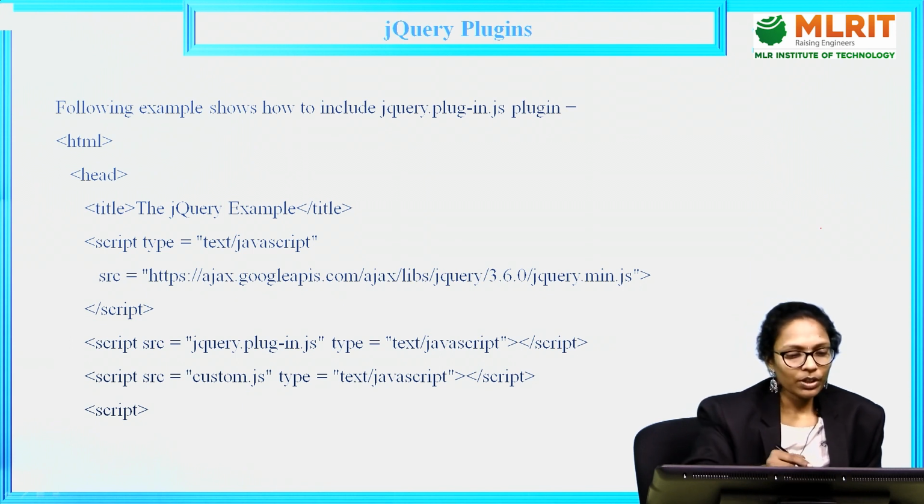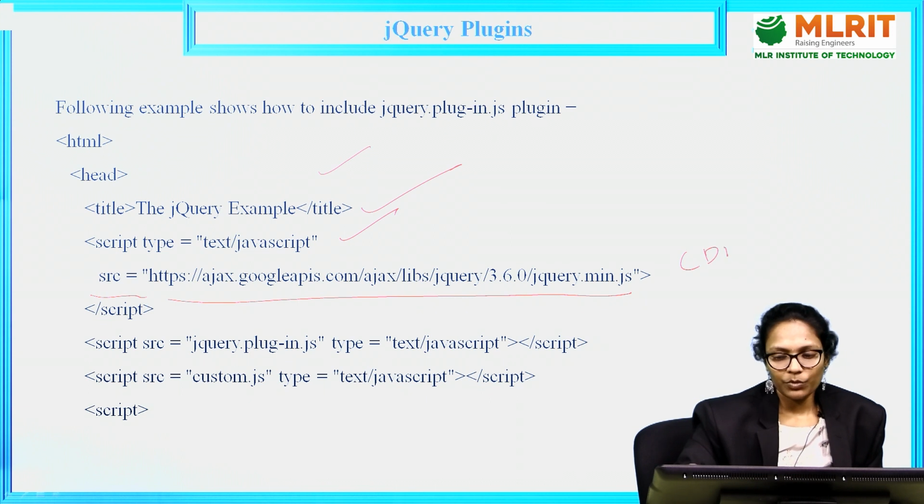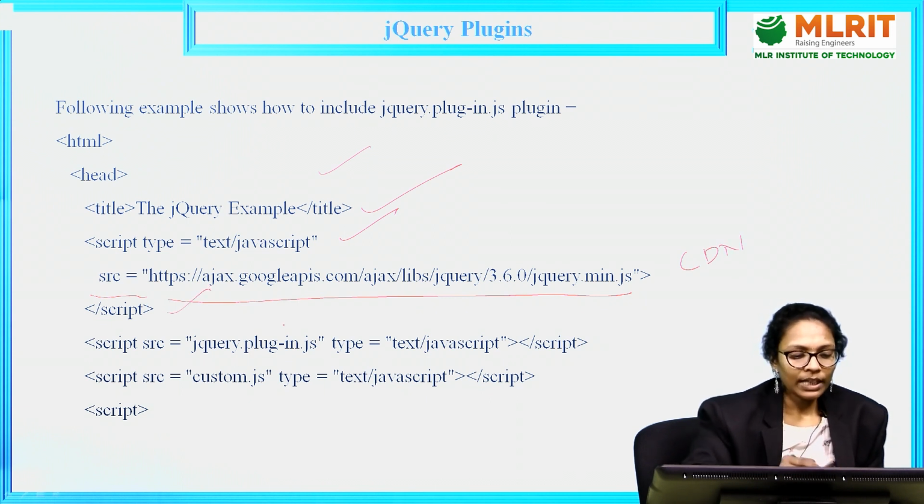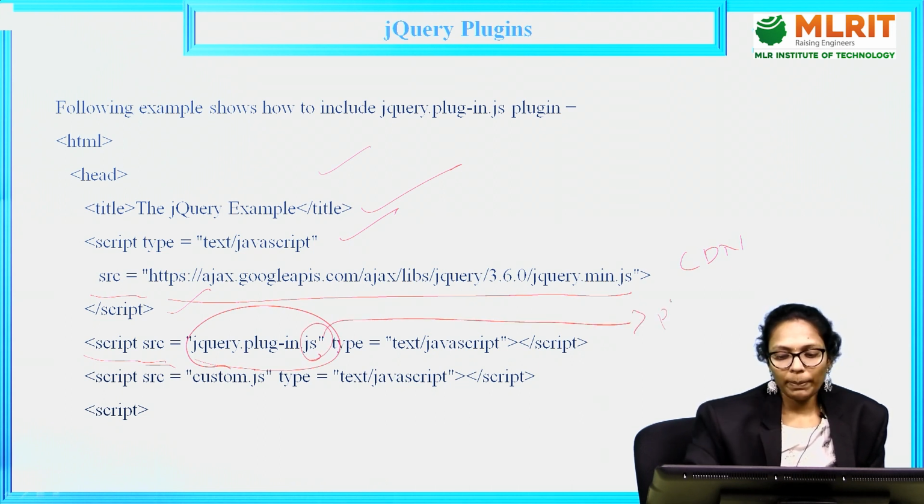This is the syntax to use existing plugin values. This is the title you give in the header section, and script type is equal to text/javascript, and the source is the CDN link. This is to use the jQuery library. Then you close the script, and again open a script where the source is a .js file. What is this .js file? It is the plugin.